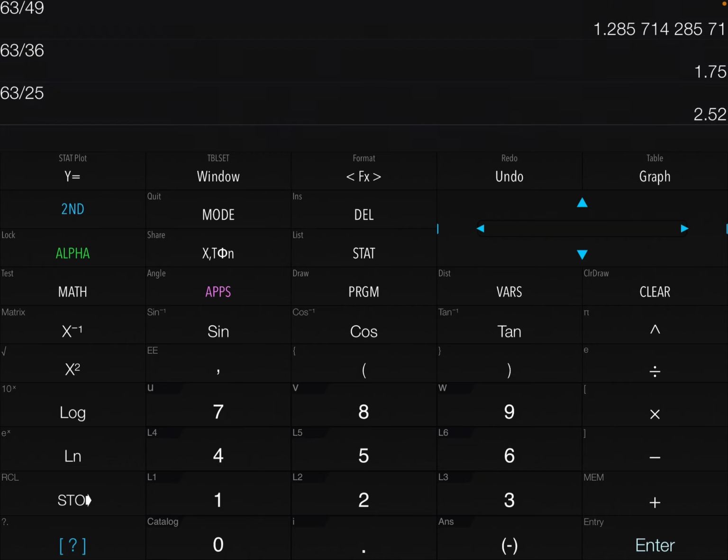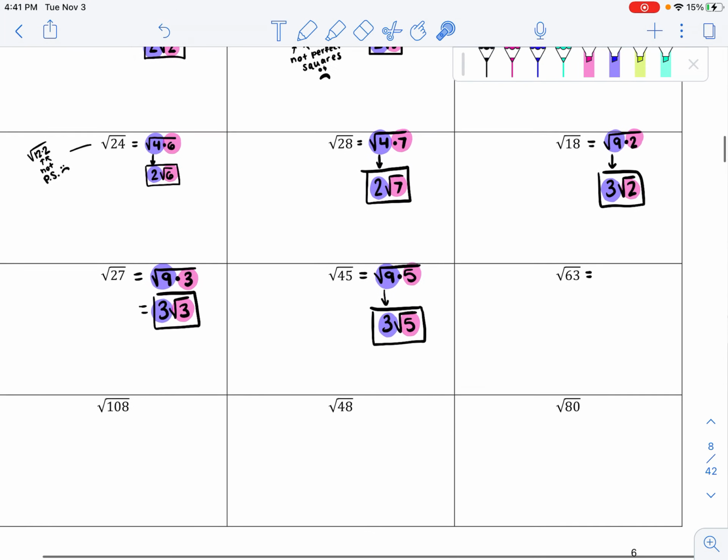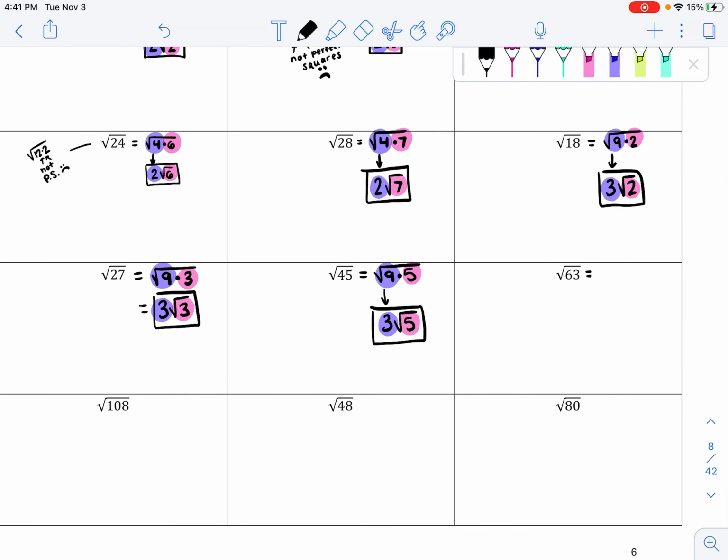Decimal. And then next would be 16. 63 divided by 16. Decimal. So next up is 9. 63 divided by 9. I get 7. So 9 is the winner. It's 9 times 7. The square root of 9 is 3. 7 is not a perfect square, so it is trapped.